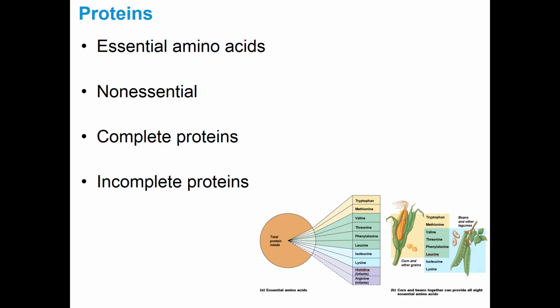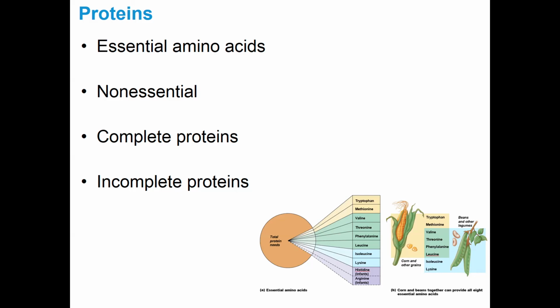Oftentimes, as part of various cultural diets, you'll see that the plant sources that are staples of the diet account for complete proteins. For example, beans and rice, like red beans and rice, or if you are into Mexican food, as I am, there's usually some kind of rice and beans on the side almost all the time. What that does is, between the rice and the beans, you end up with all of the essential amino acids, so you end up with a complete protein.